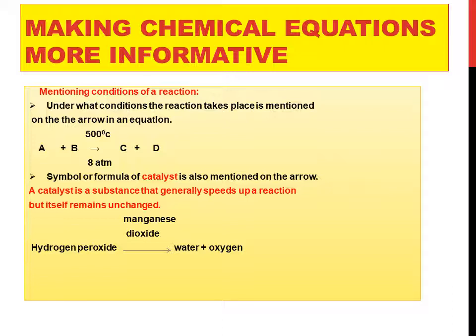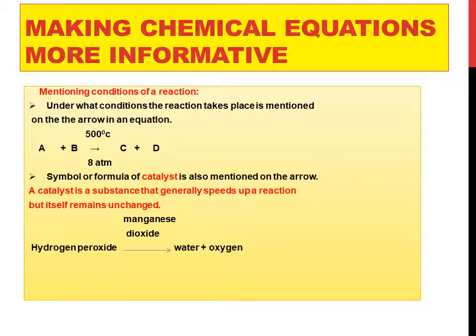Like here as shown in the example, A plus B, where A and B are reactants, they give C plus D as a product, and on the arrow I mentioned the condition 500 degrees Celsius, that is the temperature, and pressure is 8 atmosphere. So these are the conditions with the help of which we can identify that the reaction takes place under these conditions.